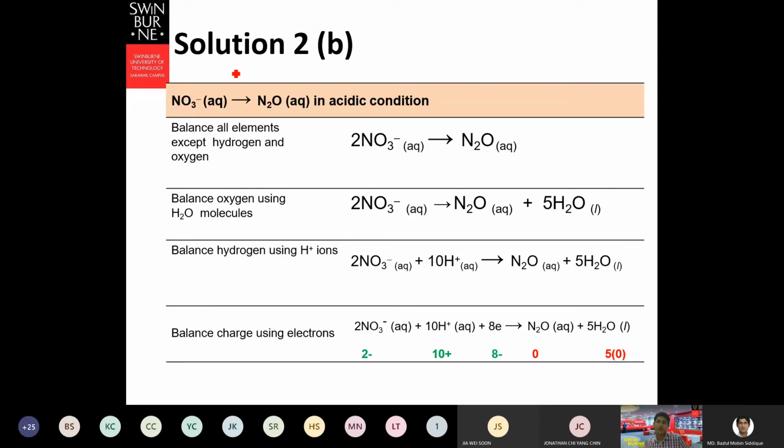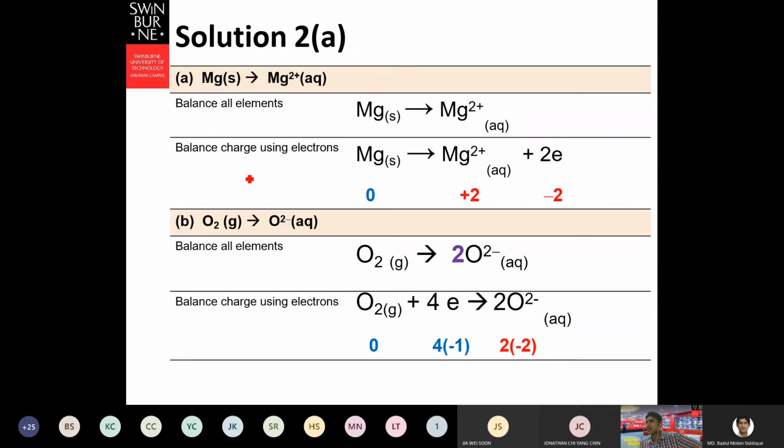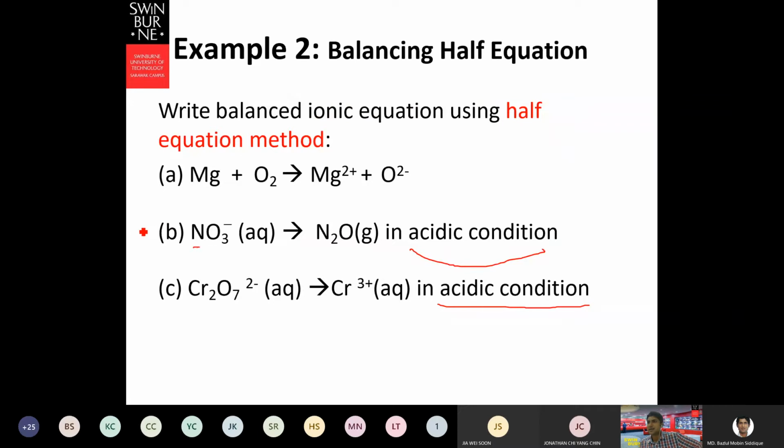Question solution 2B. That is nitrate ion. Nitrate ion is somehow producing dinitrogen oxide. Let me check. So here nitrate ion, NO3 with 1 negative charge, is producing dinitrogen oxide, that is called the laughing gas. So this dinitrogen oxide is produced. What are we missing here?